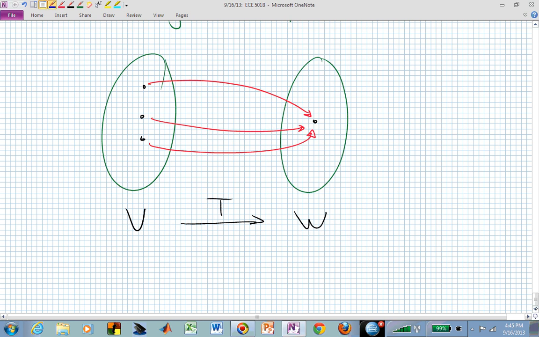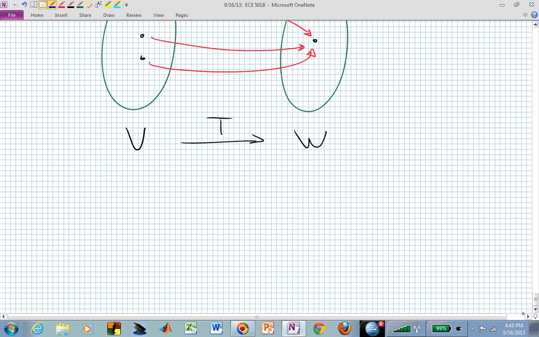And if you have a non-trivial null space, it's pretty easy to come up with an infinite number of vectors in your domain that will map into various locations in your codomain, because you can just add to your original vector something in the null space, a vector in the null space.